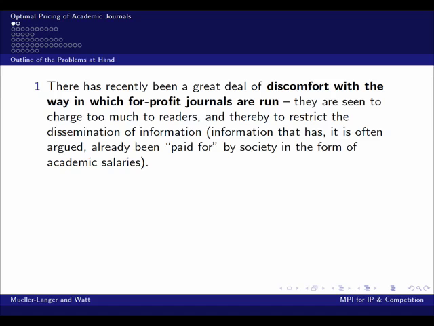Now, there's recently been a great deal of discomfort with the way in which for-profit journals are run. And, we talked about it, you complain a little bit about all the refereeing you do. And when you really think about it, what do the commercial publishers actually do? I mean, our research is funded by governmental funding. So we do the research. We provide the input for the academic journals. So what do the academic journals actually do? I mean, we provide the quality assessment. We do it for free.